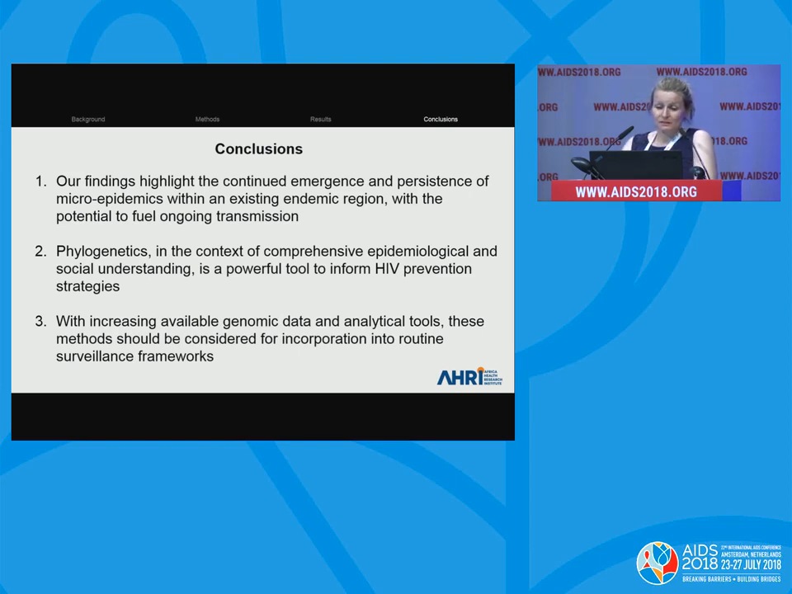So phylogenetics is a powerful tool, and it can inform HIV prevention strategies, particularly in the context of having comprehensive linked epidemiological and social data. And with increasingly available genomic data and analytical tools, these methods should be considered, where available, to be incorporated into routine surveillance frameworks. But one of the things to say is if we're going to try and scale this up, we do need to be aware of the very real ethical, legal and social risks associated with that.